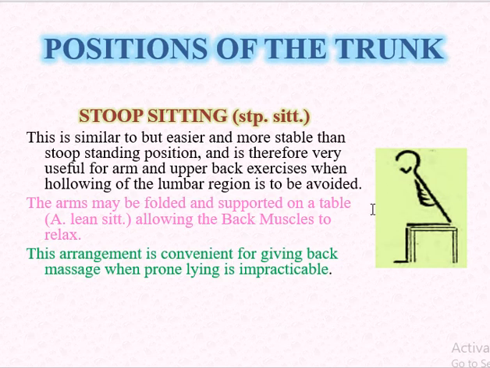Stoop sitting. This is similar to but easier and more stable than the stoop standing position, and therefore very useful for arm and upper back exercises when flexing of the lumbar region is to be avoided. The arms may be folded and supported on a table. Arm leaning sitting allows the back muscles to relax. Practice this position and then you will find what relaxation you feel. This arrangement is convenient for giving back massage, or soft tissue mobilization, when prone lying is impracticable.